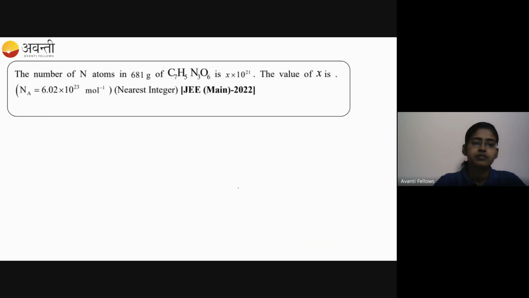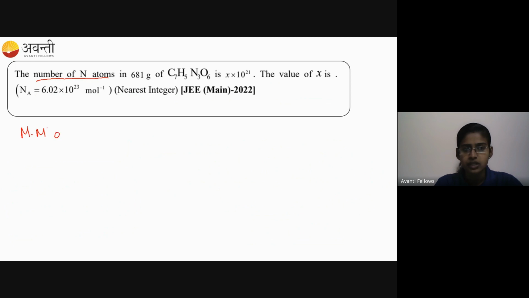Yes. The number of nitrogen atoms in 681 gram of C7H5N3O6 is X into 10 to the power 21. The value of X is, and Avogadro number is given. So how to find out the value? We have to find out the number of nitrogen atoms. So to solve the number of nitrogen atoms, we need molar mass value and we need the number of moles, right? So first let me write the molar mass.